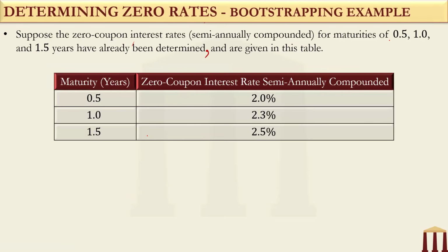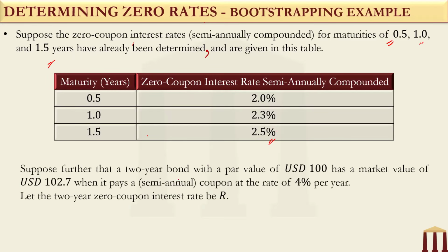So for 0.5 years, 1 year, and even for 1.5 years, let's say you have calculated that it will be 2.5%. Even this calculation you have done. Then suppose further that there is a 2-year bond with a par value of $100 and a market value of 102.7, which pays a semi-annual coupon at the rate of 4% per year.